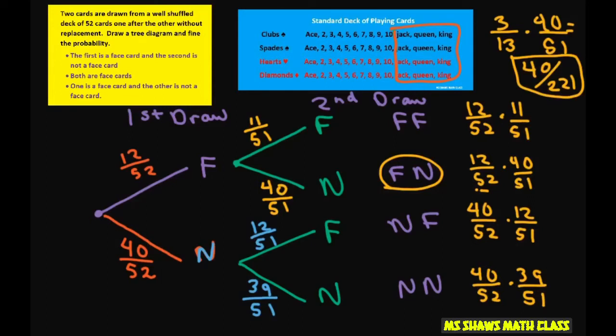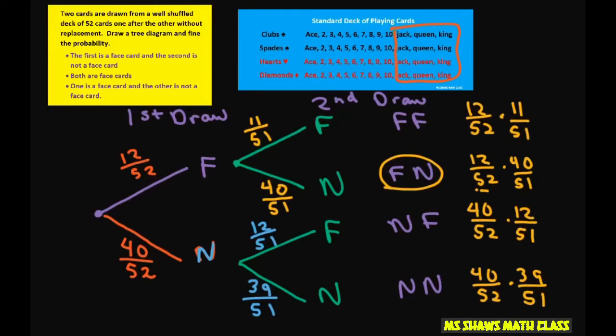All right. Now let's go to the next one. Both are face cards. So for that one, I'm going to erase this. Both are face cards. That's this one. So you multiply this. That's going to be 3 out of 13 times 11 out of 51. And that gives you 33 out of 676.